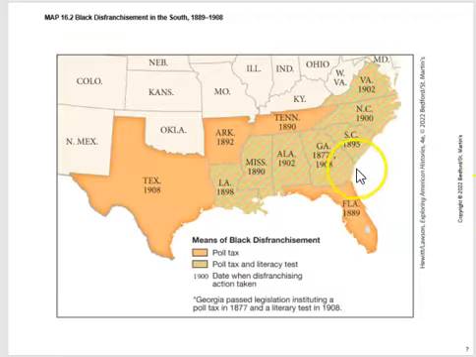We do this with poll taxes. We do this with literacy tests. We can see this especially in the South. When not everyone has a voice, you can't be very active. So politics are kind of at a stagnant place in history.